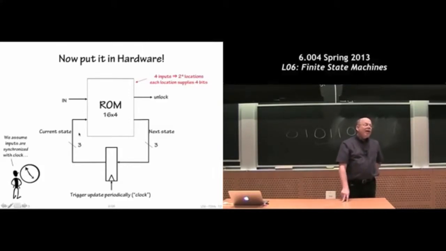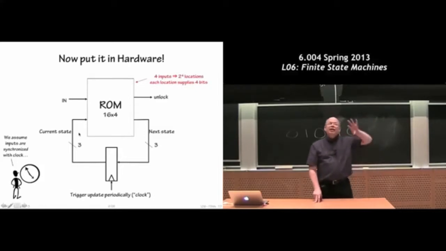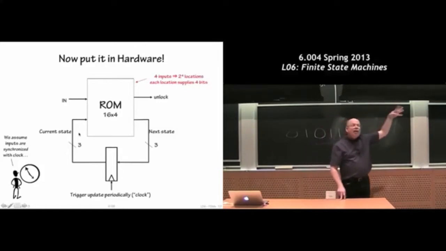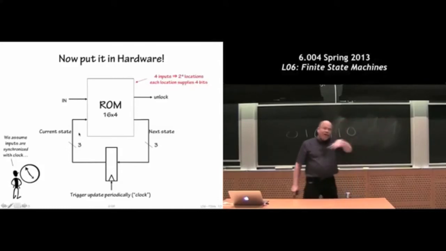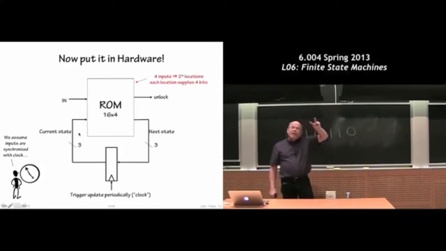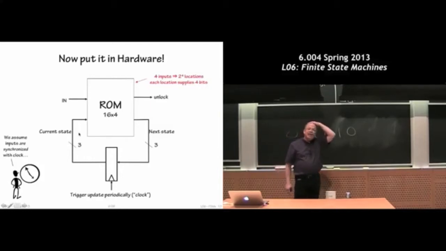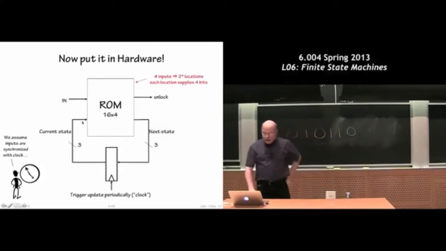So how many states did we have in the diagram? We had 5 states. How many different combinations can I represent in 2 bits? 4 combinations. Well, I have to distinguish among 5 different states that I could be in, so 2 bits isn't going to do it. 3 does. So that's where that 3 came from. And 1 bit here. So this means that we have 4 bits going in. So I'm going to need 16 locations in my ROM, 16 rows in my truth table, and in each row I'm going to have to provide 4 bits of output, which is 3 bits of next state and 1 bit of unlock.